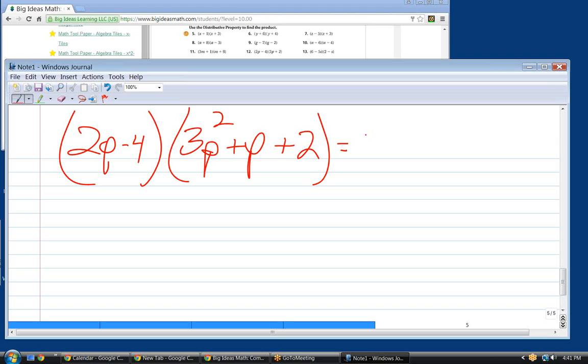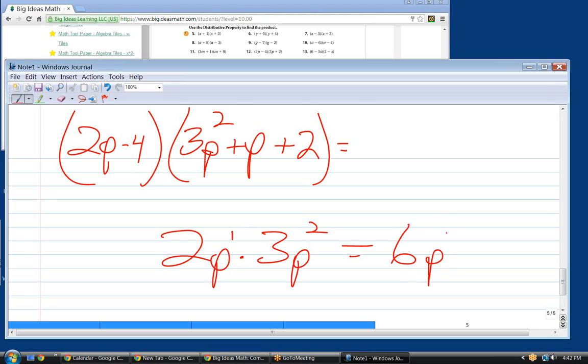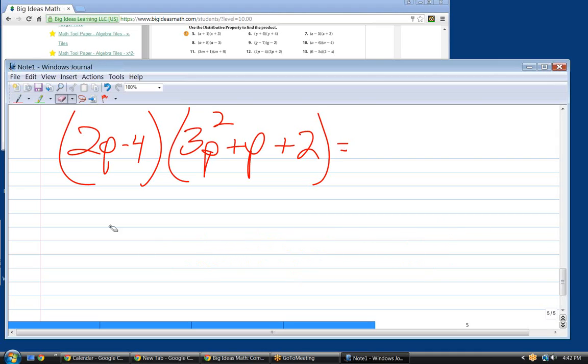Whenever you're multiplying, you add the exponents. In other words, when I have 2p times 3p squared, multiply the numbers, multiply the variables. This has an implied 1, so when you're multiplying, you add the exponents. So 6p cubed.